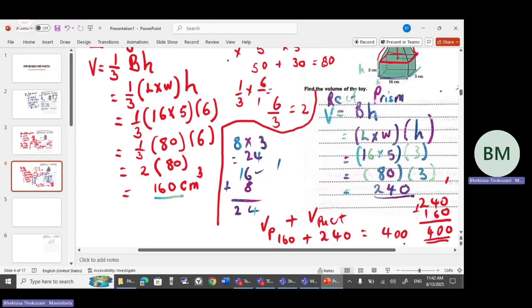I don't have space, I'm going to write it here. Okay, cubic centimeters. Okay, it's the same as this one here. Cubic centimeters. I hope that, guys, makes sense. If it does not, make sure you go back to it and check it again. All right, let's move on to the next one, guys.